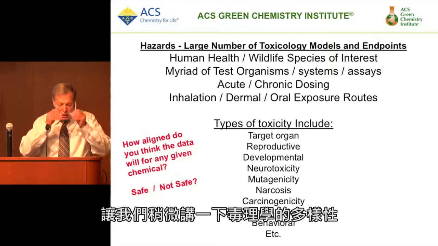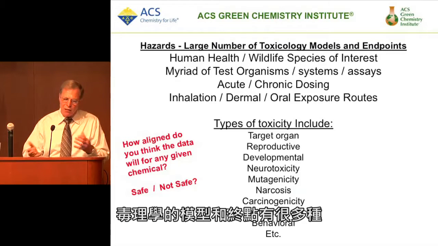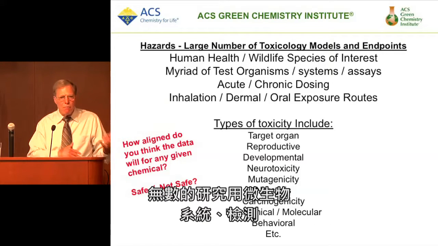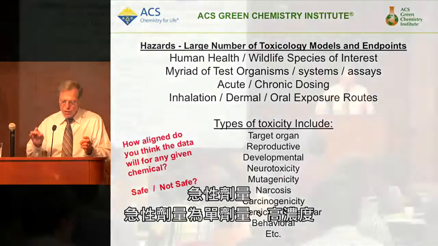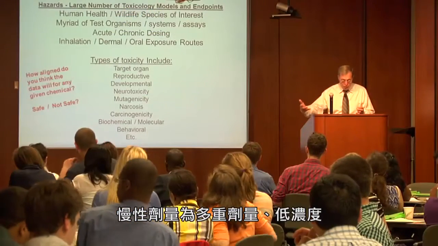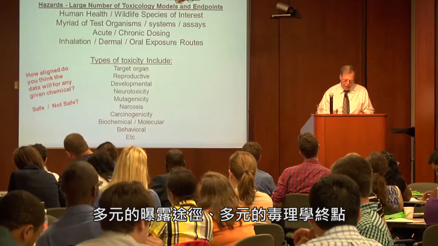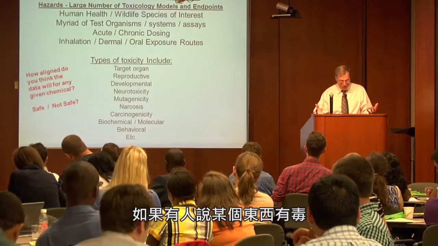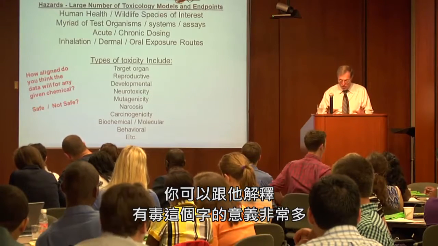Okay, so let's talk a little bit about the diversity of toxicology. There's a large number of toxicology models, endpoints. You have human health, you have millions of environmental species, a myriad of test organisms, systems, assays, acute dosing, which was a single dose, higher concentration, chronic dosing, multiple dosing, lower concentrations, variety of exposure routes, a variety of toxicology endpoints. So when somebody says something is toxic, kind of scratch your head and say, okay, there's a lot of different things that the word toxic can mean.